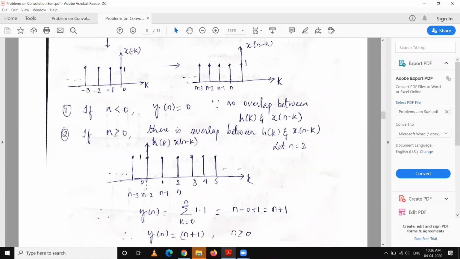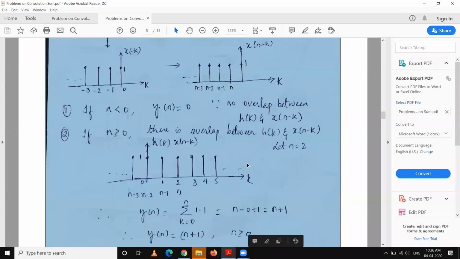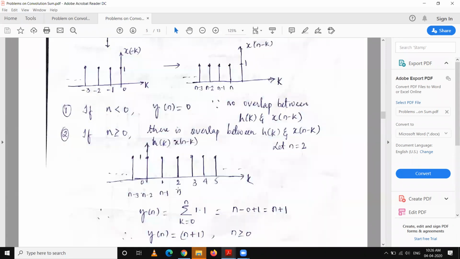Don't take 2, because again we have the samples here for x of k, so the ending part is here. The ending part is n. So k is equal to 0 to n, 1 into 1, because the height of both the signals is the same. The strength of both the signals is the same, so it is 1 into 1.